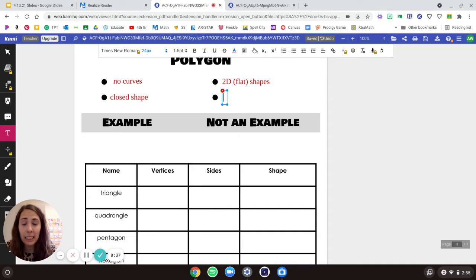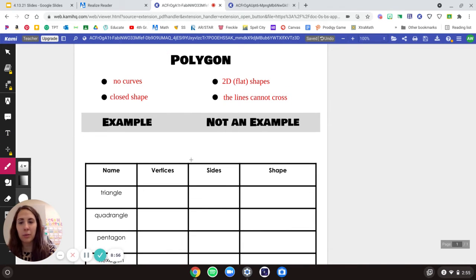The last thing I want you to know is that the lines cannot cross when you're making the shape. The actual parts cannot cross. They can connect, but they can't fully cross each other. So let's think through some examples and some non-examples, and we're going to draw them together underneath where it belongs. So you might want to do a squiggle line here to separate them out.